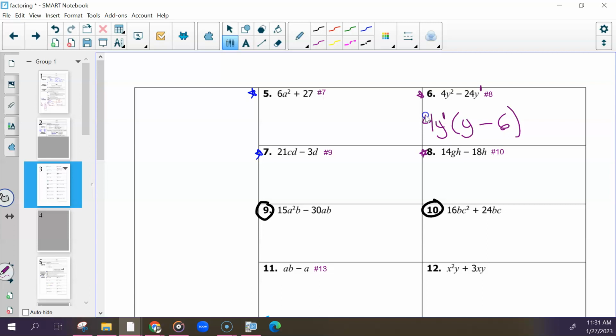Okay, let's do 8. Highest number we can divide out of both? Elijah said that louder: 2. Sometimes the highest number isn't very high at all. Are there any variables we can take out of both? H. So if we divide 2h from both of those things, what's left? 7g. Not 6, 9. Minus 9.